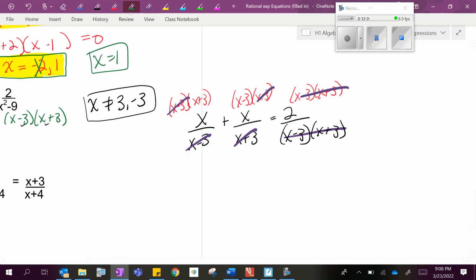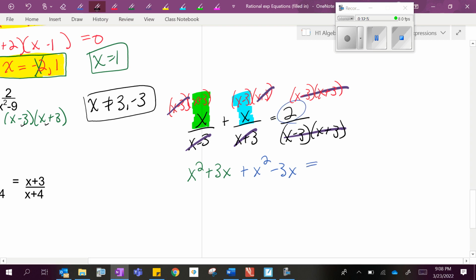Now I come back and I distribute or multiply what I have left. So I have x times x + 3 left on this term. When I distribute that, I get x² + 3x. I have x and x - 3 on this next term. When I distribute it, I get x² - 3x. And on my last term, I have nothing left but 2.